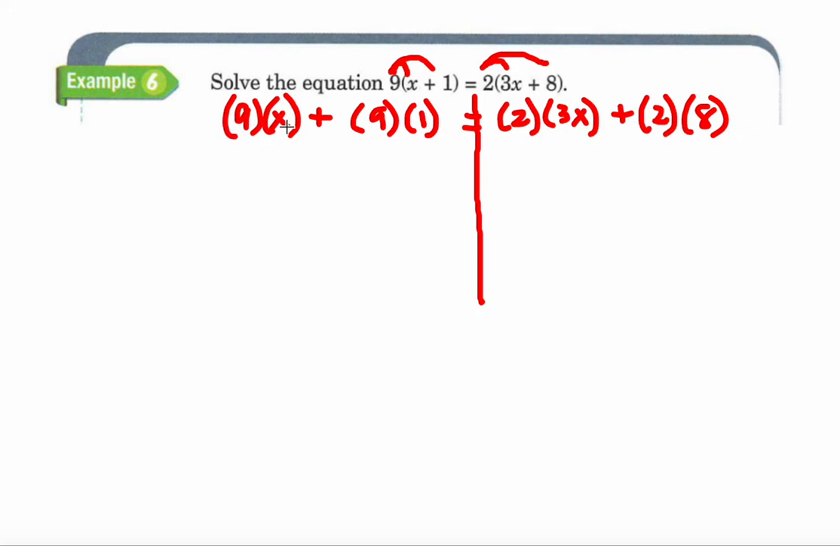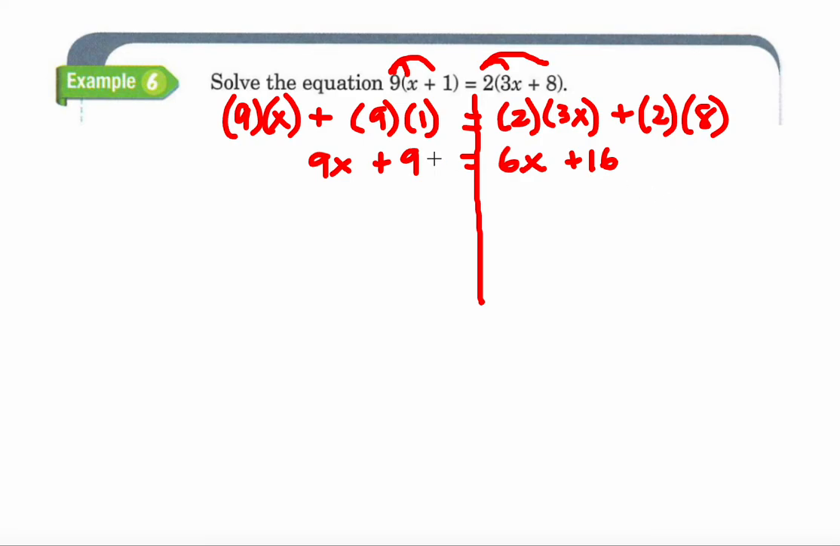So, okay, now let's write down what the products are. 9 times x is 9x. 9 times 1 is a 9. And there was an addition symbol between them, so I'm just going to copy that back down. 2 times 3x is 6x, plus 2 times 8 is 16. So I just finished the first step. I distributed the outside term by multiplying to everybody on the inside.